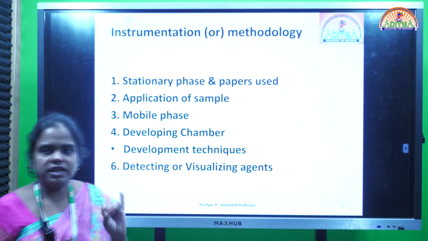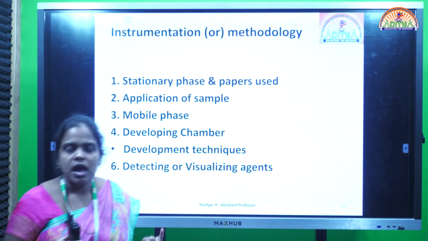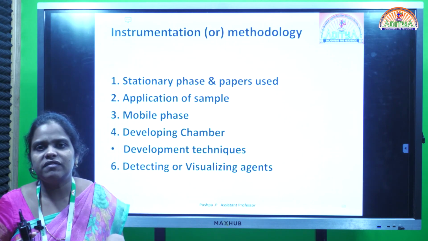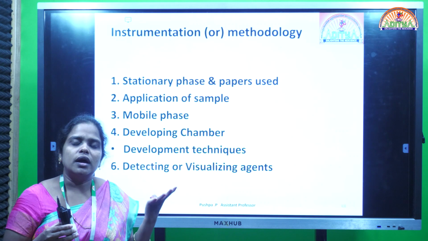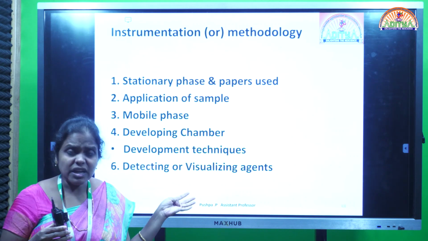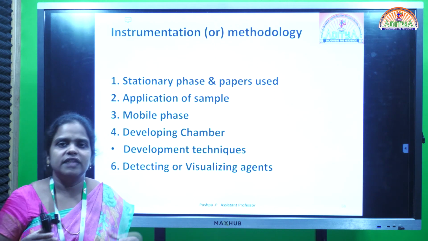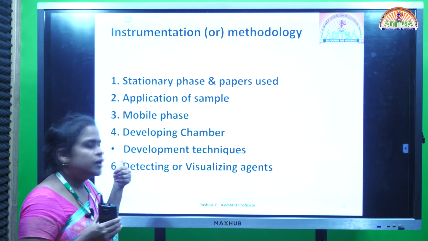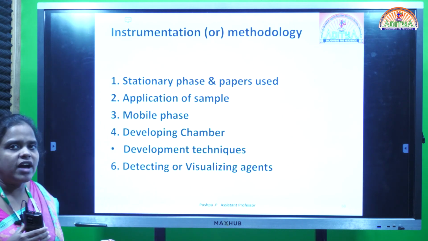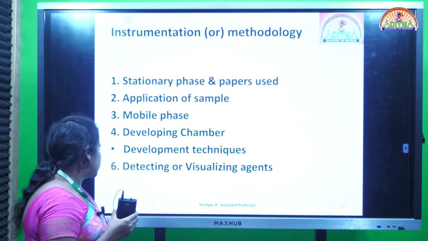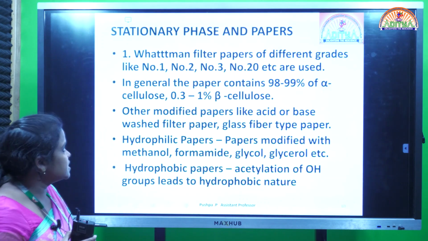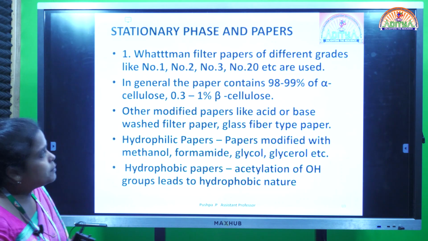First of all, we take the stationary phase and papers, and then apply the sample, and then keep it in the mobile phase, and take the mobile phase and the paper into the development tank, and then wait for the development, and finally detect the final separated sample. We will see this in sequence. The first thing we need is the stationary phase and papers.